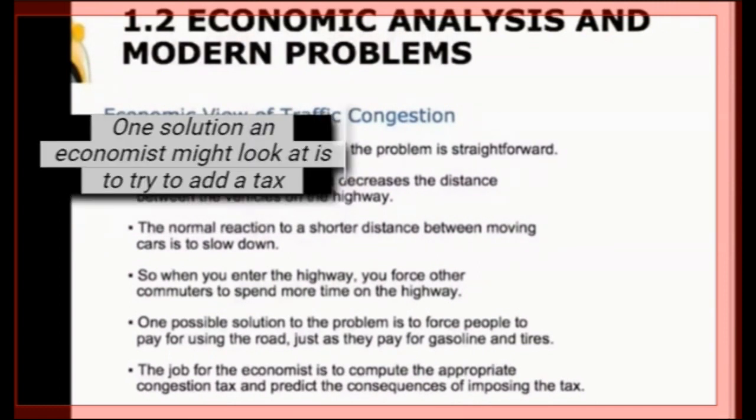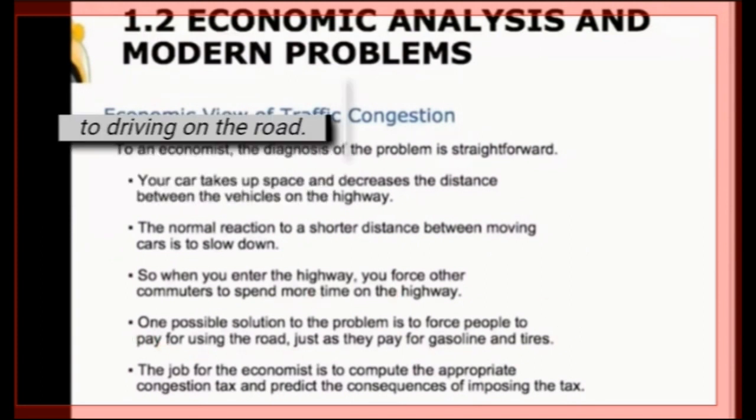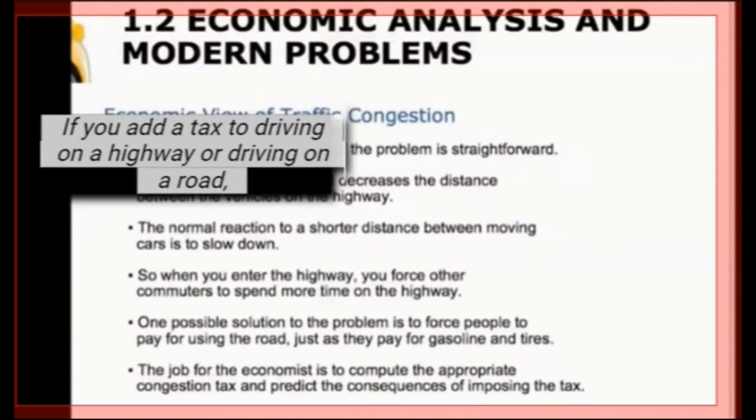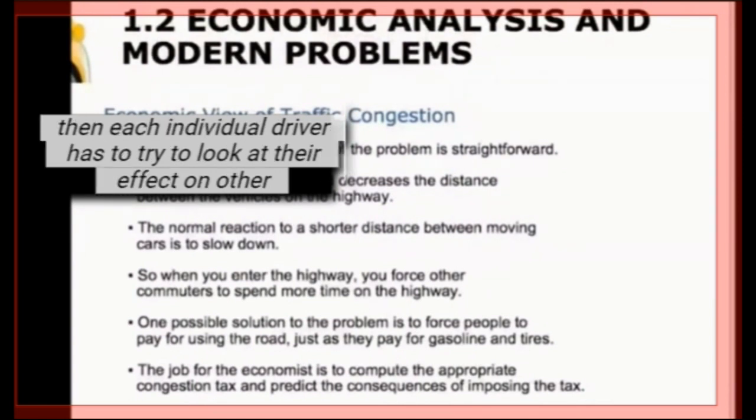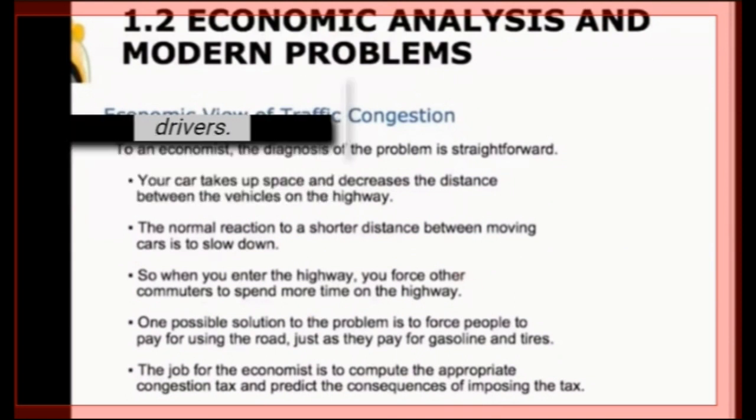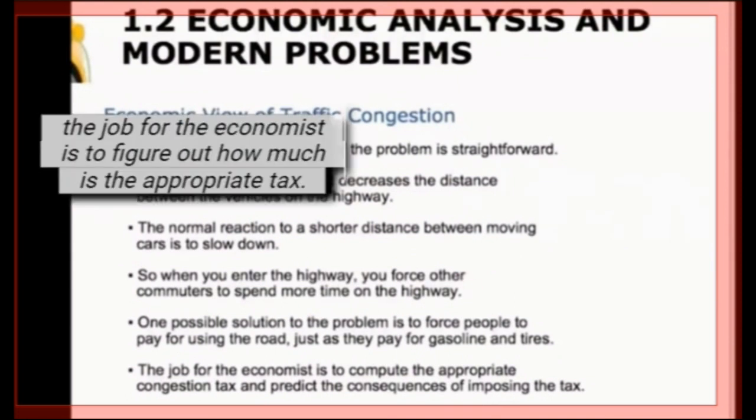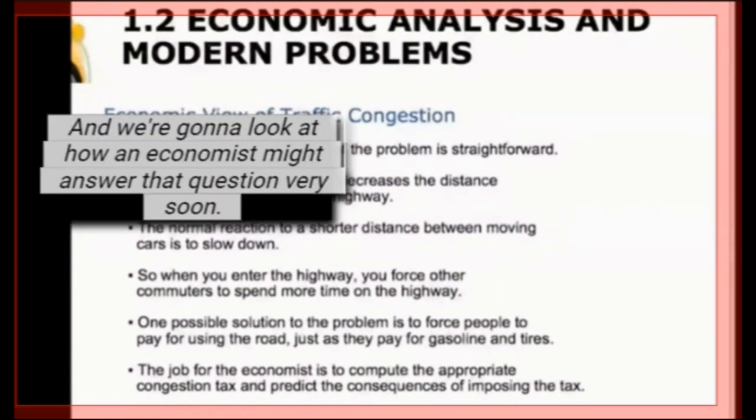One solution an economist might look at is to try to add a tax to driving on the road. If you add a tax to driving on a highway or driving on a road, then each individual driver has to try to look at their effect on other drivers. Now, the job for the economist is to figure out how much is the appropriate tax. And we're going to look at how an economist might answer that question very soon.